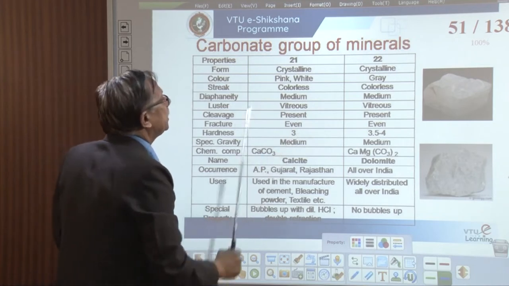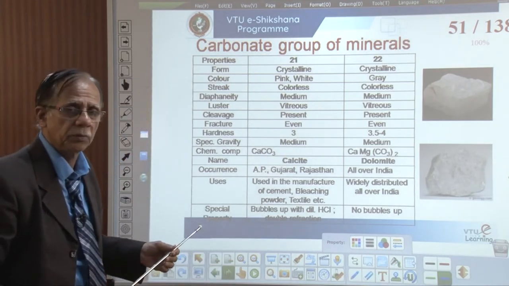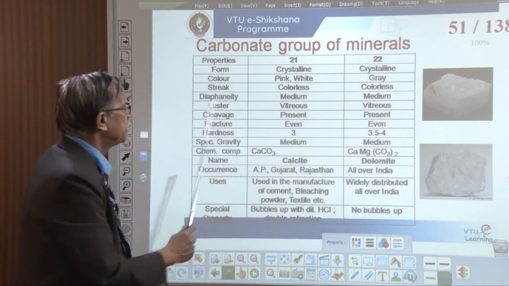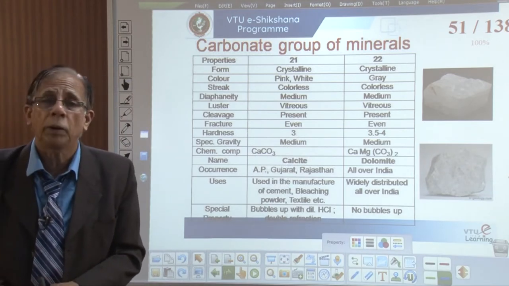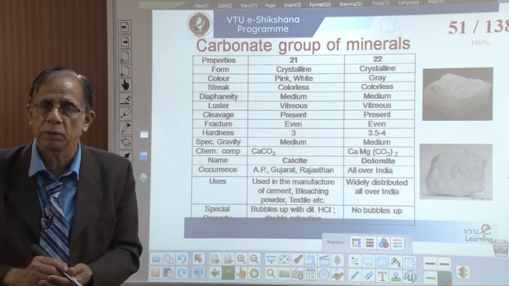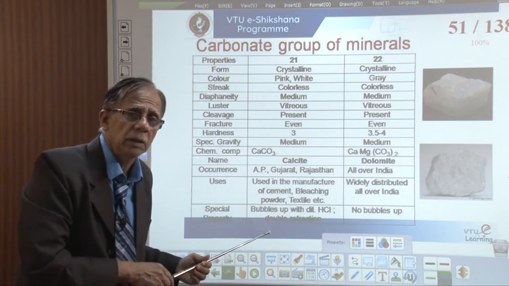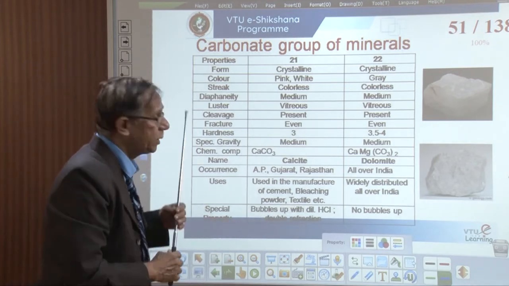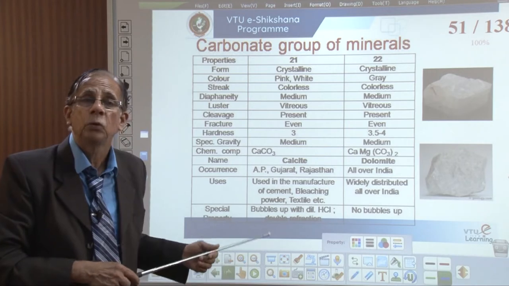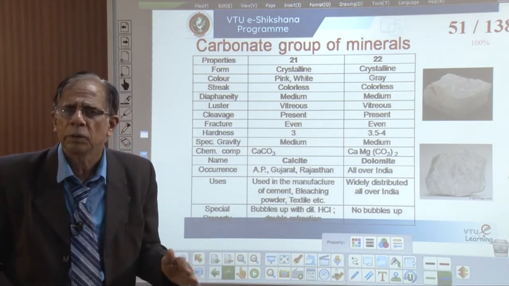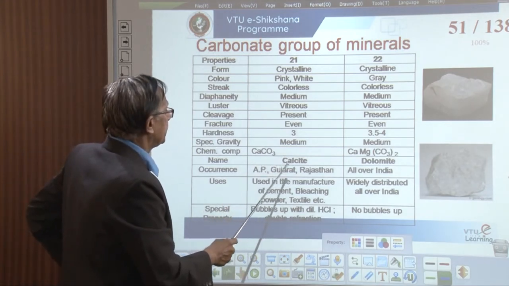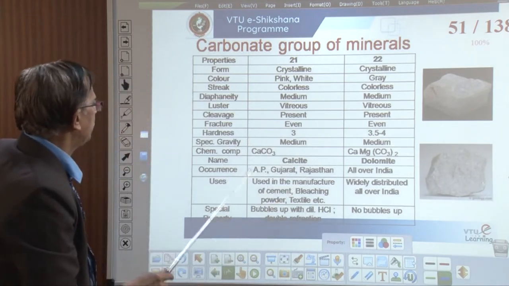Their hardness is 3, calcite. On the Mohs scale of hardness, it is a little harder than gypsum. Their specific gravity is medium. What do I mean by medium? 2.65 for quartz. Yesterday we said 2.65 is medium specific gravity, and 2.54 we can say is also medium. Anything less than that, gypsum we have just seen, 2.3, we call low. There are even some minerals lower. Thus, specific gravity 2.5 we call medium.